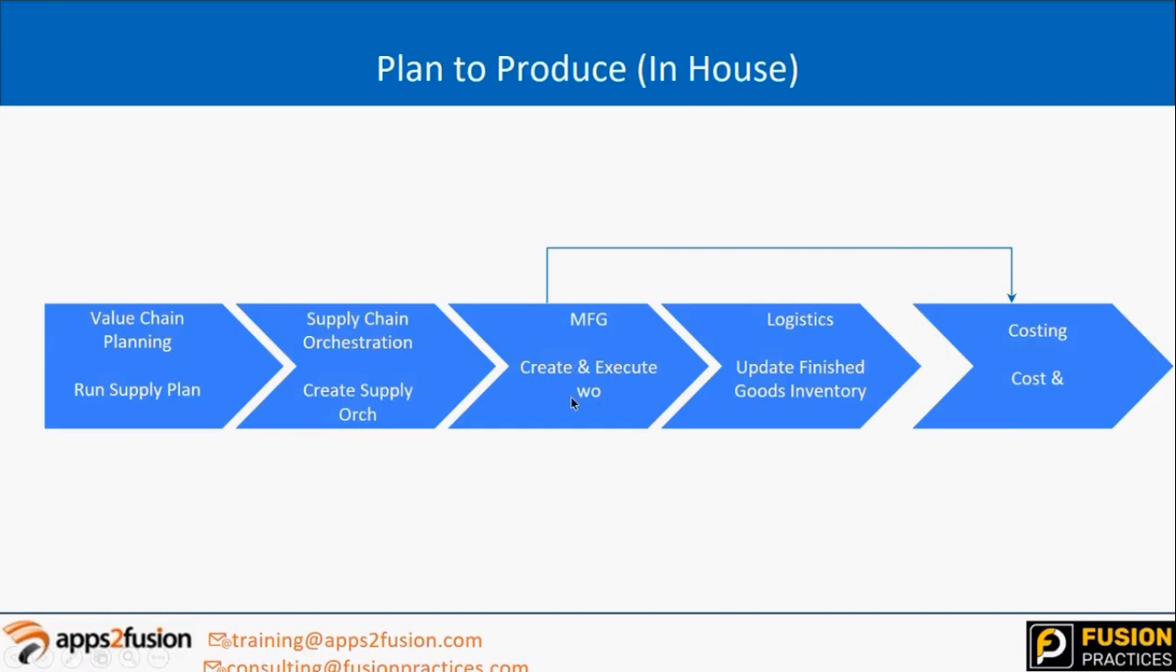So all the process of work order, creating, executing, and completing the work order. Once the work order is completed, it updates into logistics. It's called logistics, like your inventory organization. It updates the finished goods inventory. And at the same time, it also integrates to costing, all the resources which were consumed, the material which was consumed, and it also sends one integration to costing. So these are the different applications in supply chain that we test for this flow called plan to produce.